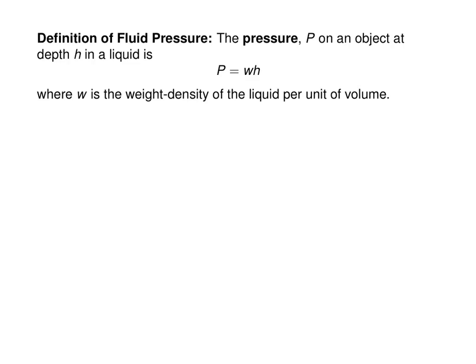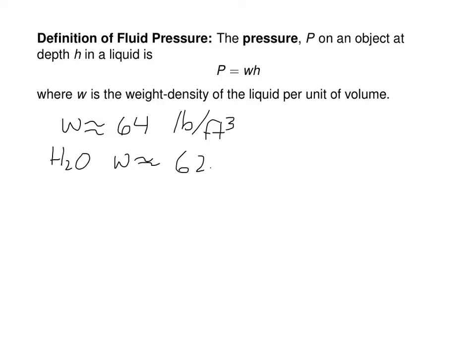So first, the definition of fluid pressure. The pressure P on an object at depth h in a liquid is P equals wh, where w is the weight density of the liquid per unit of volume. So, for example, for seawater, w is about equal to 64 pounds per cubic foot. And for regular H2O, w is about equal to 62.4 pounds per cubic foot.